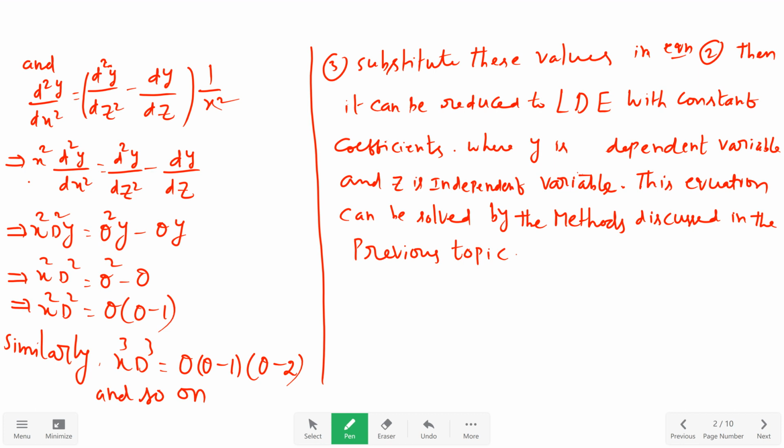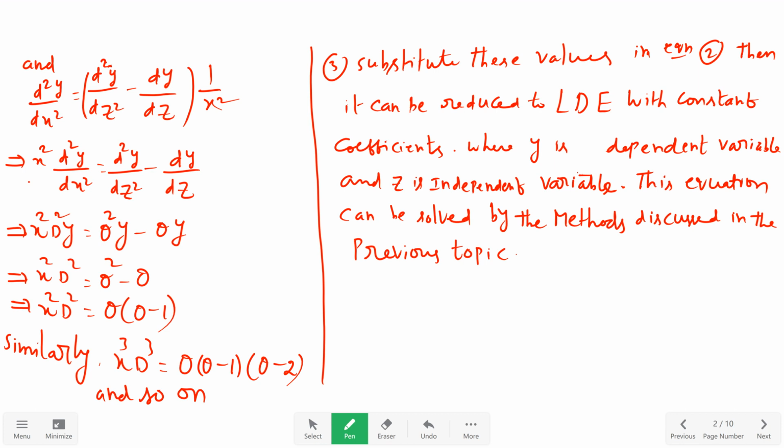The left side value, x square into d square y by dx square, can be written in differentiation operator form as D square into y. Similarly, the right side value, d square y by dz square, means theta square into y, minus dy by dz, that is theta y. So now we can remove y on both sides, then we get x square D square is equal to theta square minus theta, which can be written as theta into theta minus 1. So x square D square value is theta into theta minus 1.